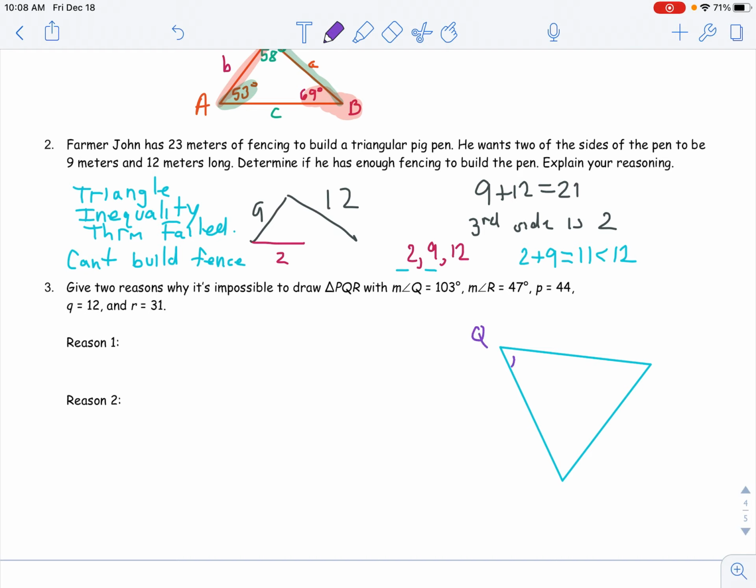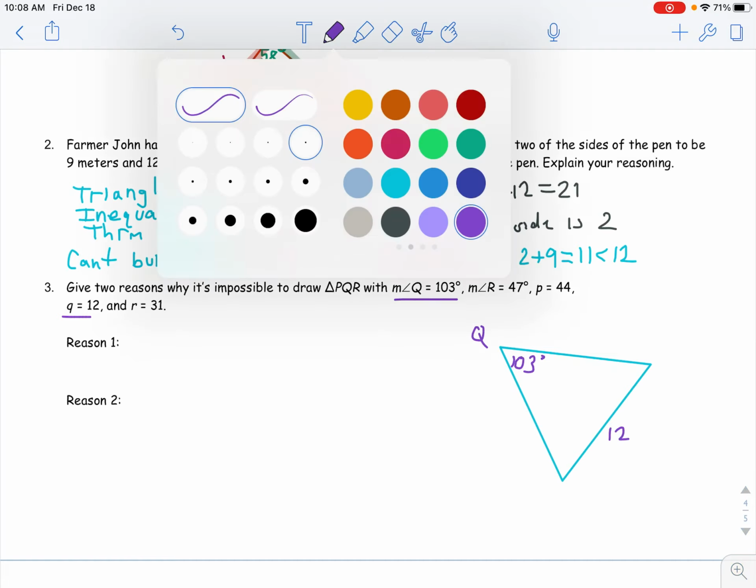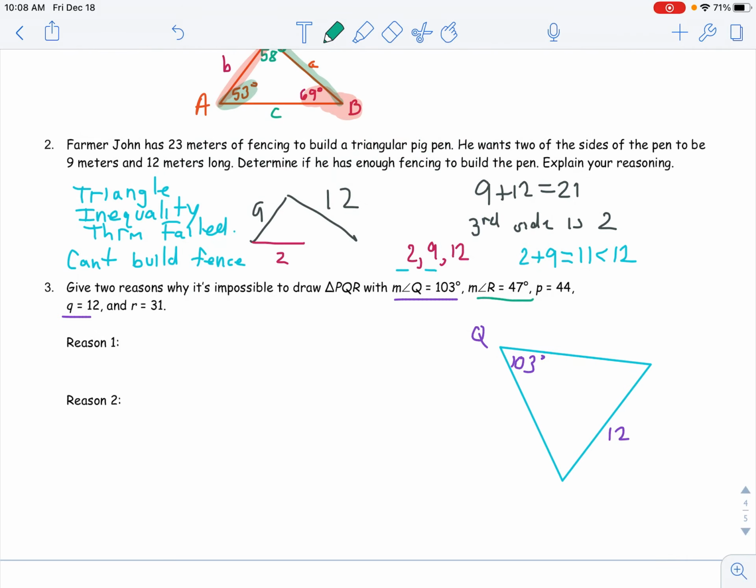It says Q is 103. Also, it said lowercase q is 12. So it's impossible to actually create a triangle that looks like this. This would be impossible to create with accurate measurements. Angle R is 47 degrees, so we'll say this side is 31. Next, we've got P. It doesn't tell us angle P, but it has to be 30 degrees by the triangle sum theorem. Hold on, I'm confusing myself. Side p is 44. There we go. I didn't see that for a second.